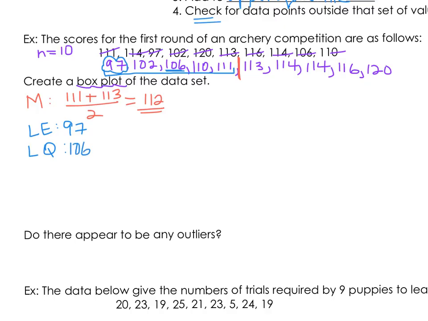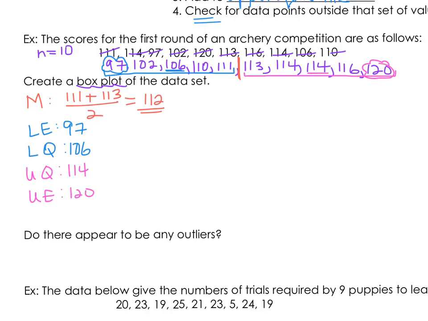And then we'll hop over to the other side of our data. Now again, the median is in the middle of 2 data points, so 113 is included on that right-hand side. My upper quartile is the median of that top half, which would be 114, right in the middle. And our upper extreme, the highest data point in our set, is 120.